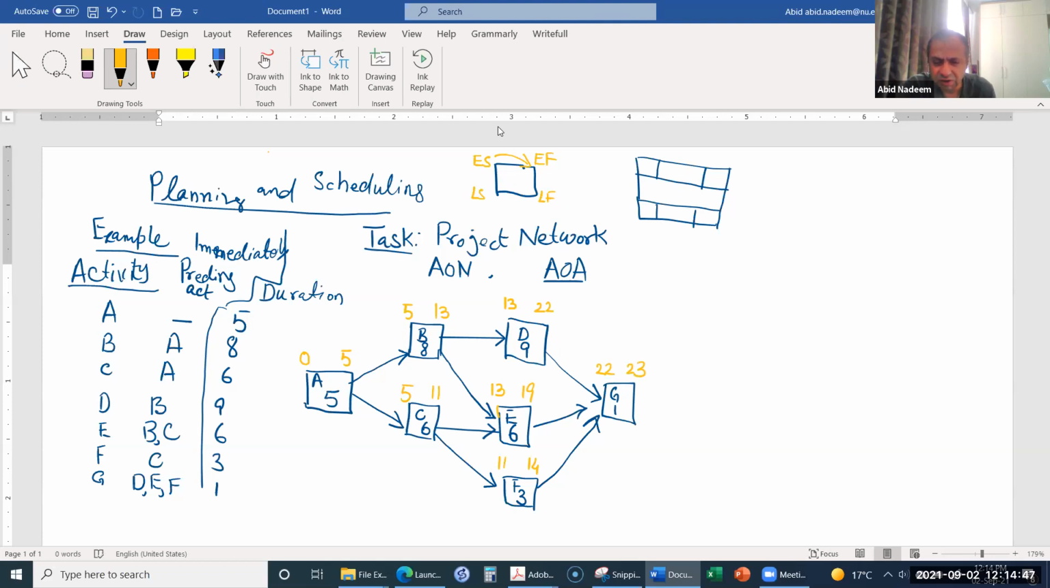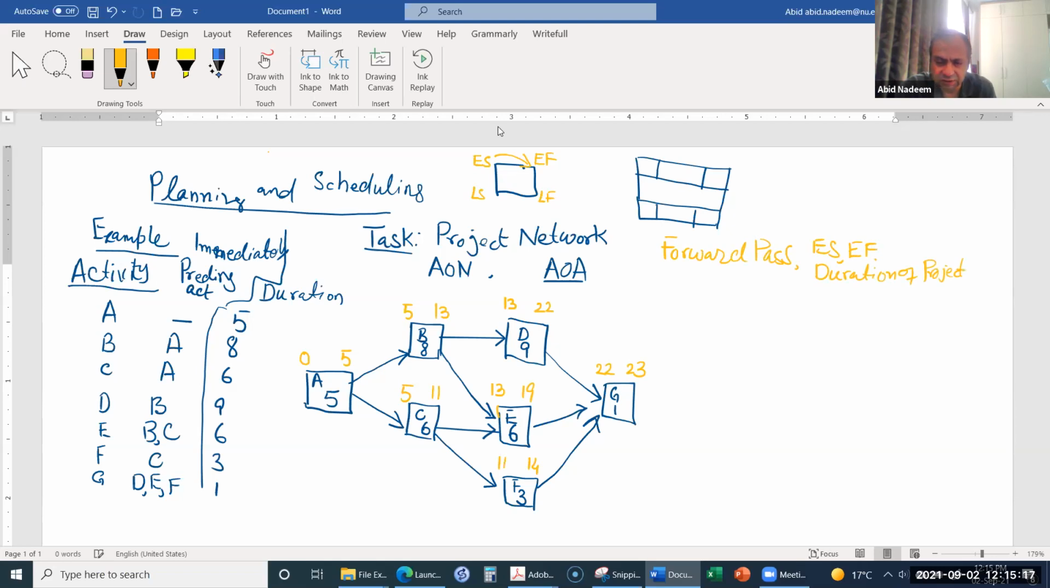In this way, we have completed the forward pass. So what does the forward pass tell us? The forward pass tells us the early start and early finish time of each activity, and it also tells the duration of the project.